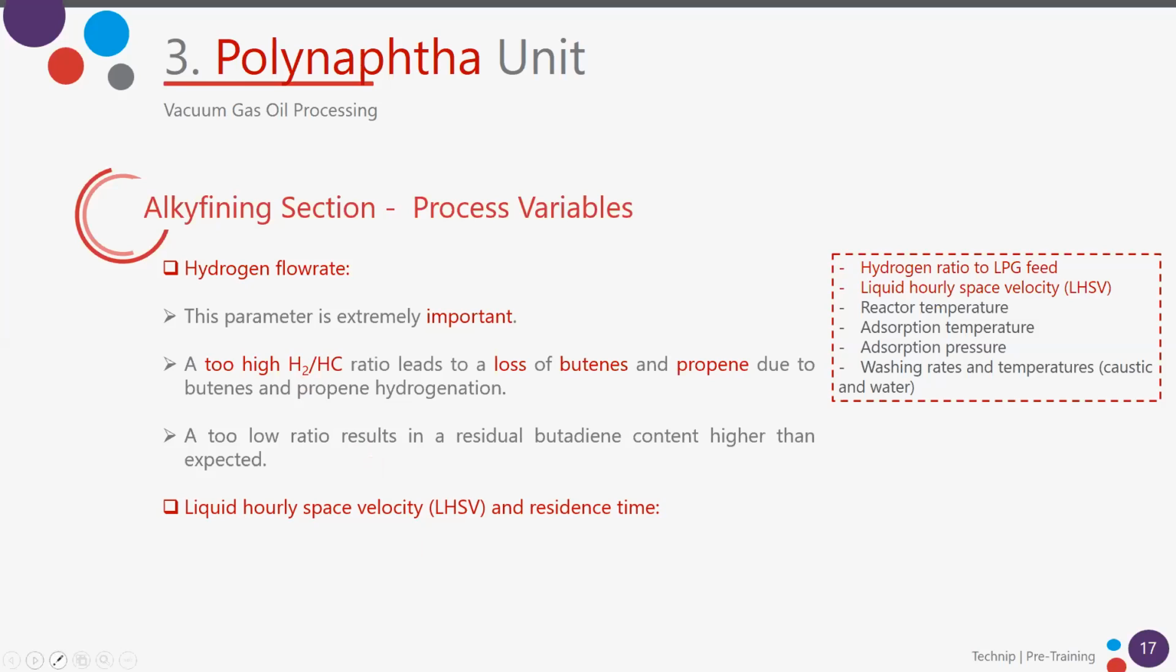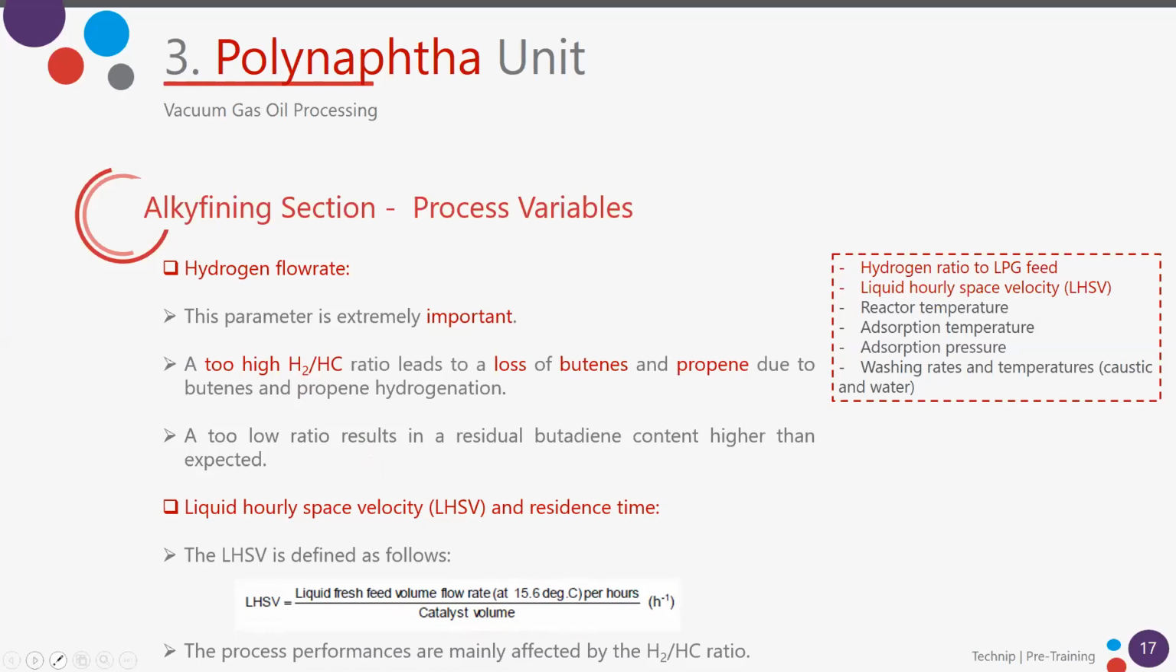This liquid hourly space velocity, we will see it again, and we have seen it in many of the units in the training sections. This is the same definition. Okay, it is the liquid feed flow rate at standard conditions divided by the catalyst volume. But in this case, the process is mainly affected by the previous process variable, okay, by this hydrogen to hydrocarbon ratio.